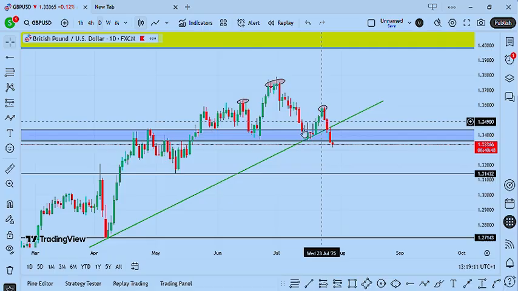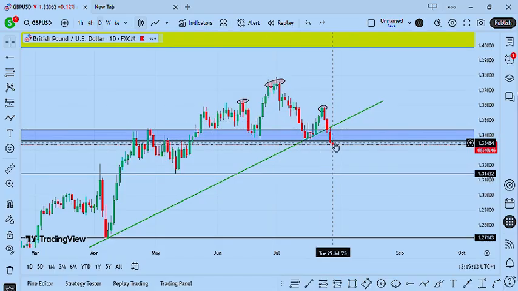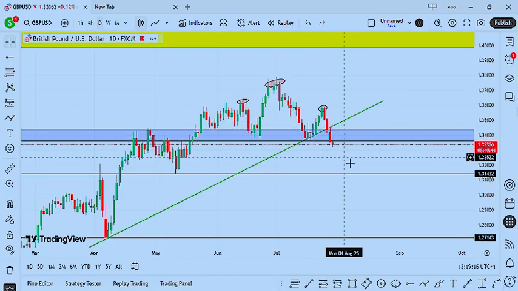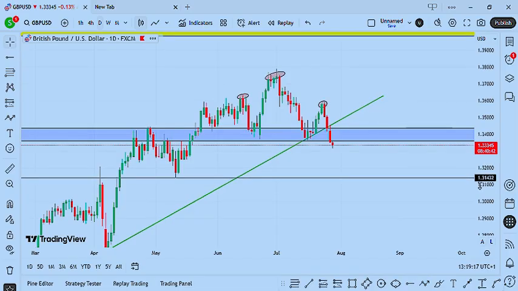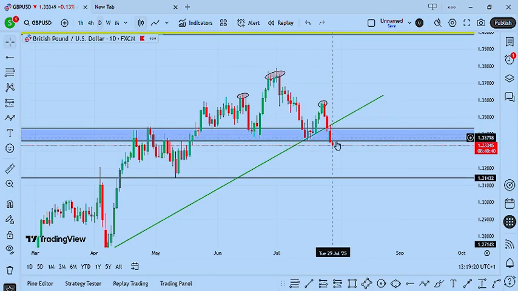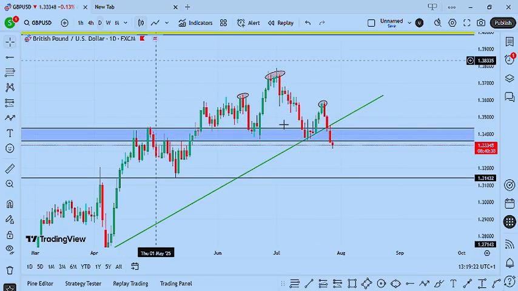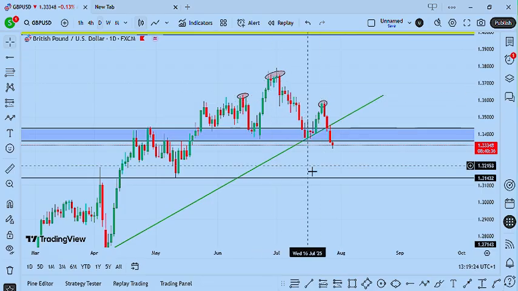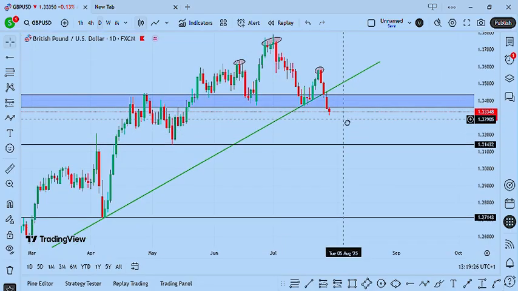So if we're able to break out of this neckline, I'm going to be looking for a sell opportunity on this trade. I'm going to be looking for a sell opportunity on the DXY, because of this head and shoulder pattern that is formed at this resistance level.